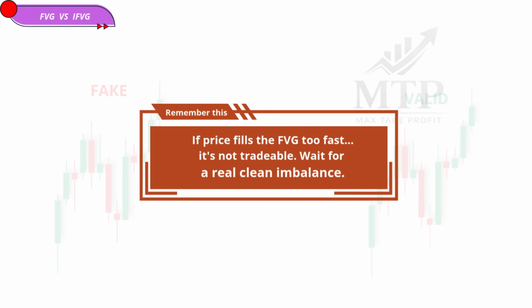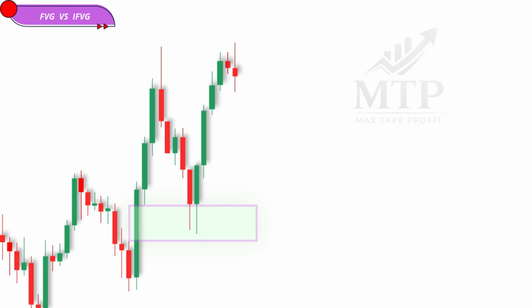Remember this. If price fills the FVG too fast, it's not tradable. Wait for a real clean imbalance. Example 2. FVG versus IFVG. Now, let's talk about an advanced concept, the IFVG. IFVG stands for Inverse Fair Value Gap. It's an inverted FVG. Here is what happens.